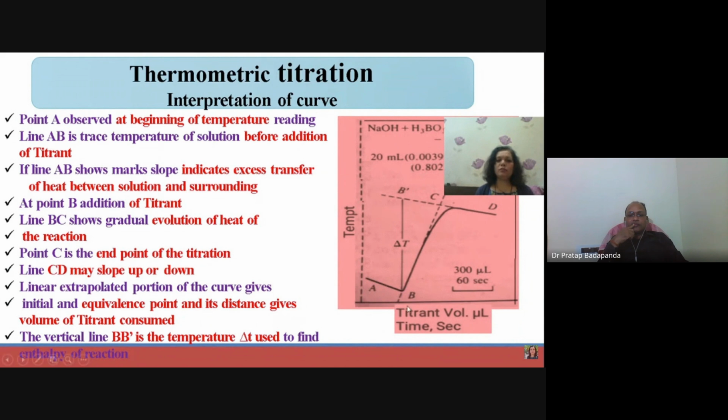So, this is an evolution of heat, an exothermic reaction, and at point C the whole analyte, boric acid, has been utilized, and excess addition of NaOH shows this point C to D, a little bit of down slope, as a decrease in temperature again. So, by linear extrapolation of this graph from CD and from BC, I can find out the end point of the titration at point C. This is your delta T, the difference in temperature. This particular delta T is utilized to find out the enthalpy of a reaction.